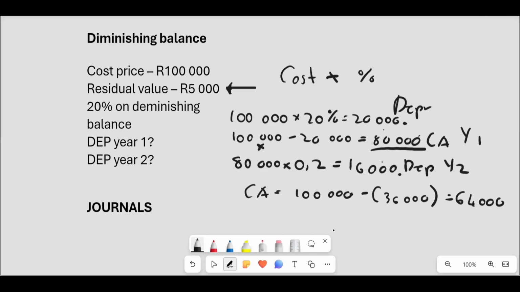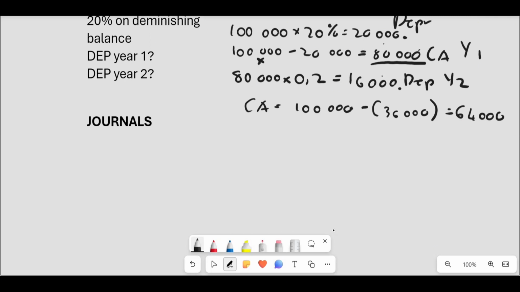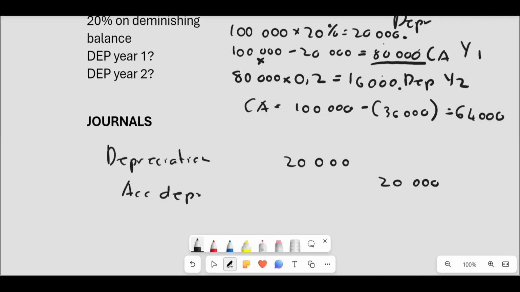Now let's do the journals. Let's start with year one. The depreciation for year one is 20,000. So you debit your expense, which is depreciation, and then you credit your accumulated depreciation, because accumulated depreciation is a negative asset and therefore it increases on the credit side. So this is for year one, and now let's dive into year two.